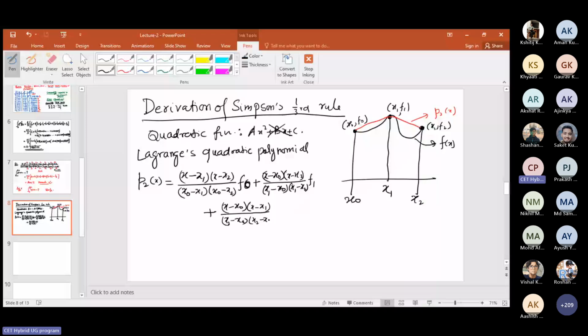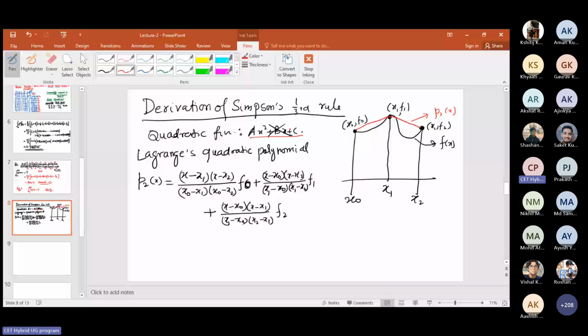If you notice carefully, these factors, numerator and denominator, are the same, except that x is replaced by x0 in the first term, x is replaced by x1 in the second term, x is replaced by x2 in the third term, and here the f value is replaced by f(x0), f(x1), f(x2) respectively. So then you will get a quadratic polynomial, which will look like this form. This is called Lagrange's quadratic polynomial. So we'll use this.